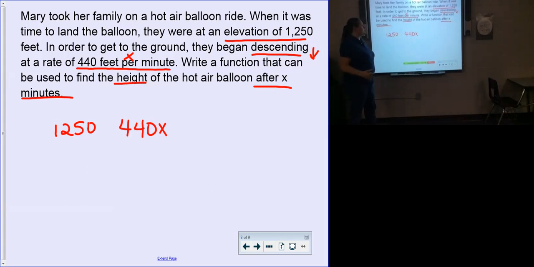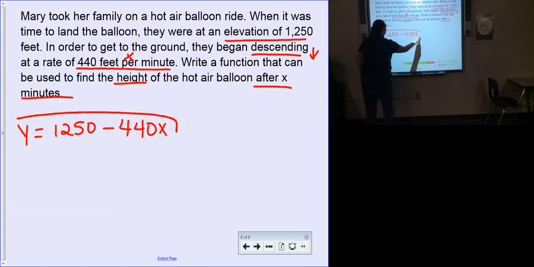When I see that word descending, we said I'm going down. So that means I'm not going to be adding here. I'm going to be subtracting here. And then I'm going to have y equals. And that's my final answer.